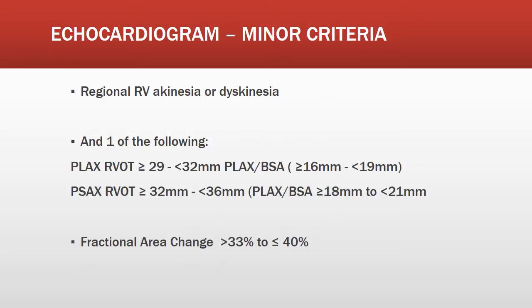As regards to minor criteria, you should have regional RV akinesia or dyskinesia without aneurysm formation, and one of the following: the RVOT on the parasternal long axis between 29 to 32 millimeters, and on short axis the RVOT of more than 32 to less than 36, and the fractional area change of more than 33% to less than 40%.